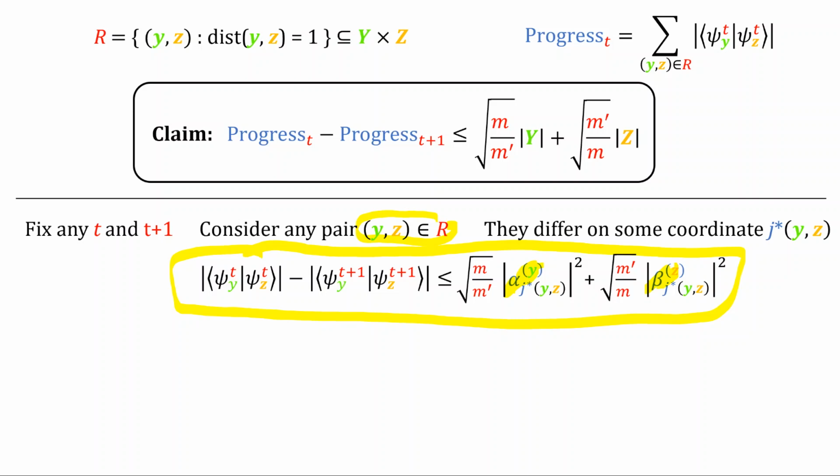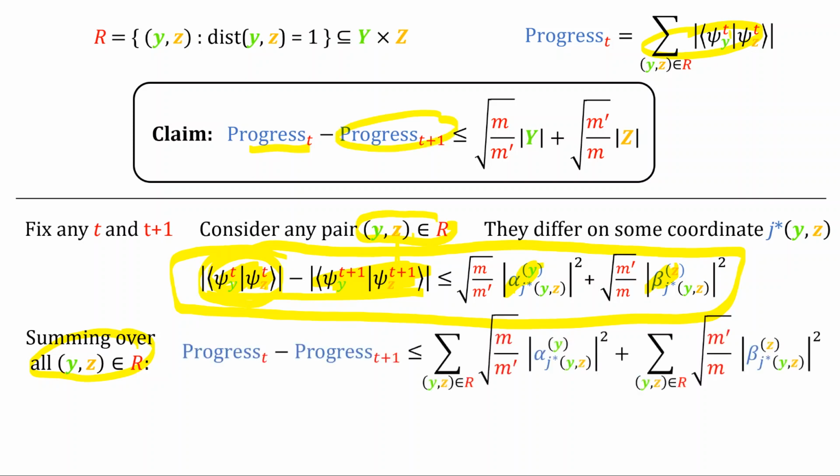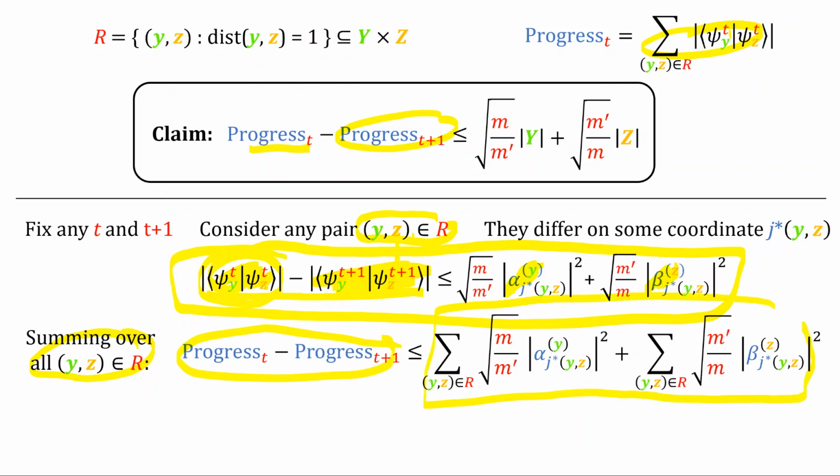Okay, so finally what we've shown about a particular pair yz in the set R is this difference, which contributes to the progress. And as the screen has shown, what we're going to do is sum this over all pairs yz in R. And finally, that's great, because when you sum this over all yz in R, this first piece is exactly progress at time t. And when you sum this piece over all pairs yz, by definition, that's progress at time t plus 1. So finally, summing over all pairs yz in R, we get the difference in progress on the left, and we get some complicated looking thing on the right, which, well, hopefully it at least looks like our target.